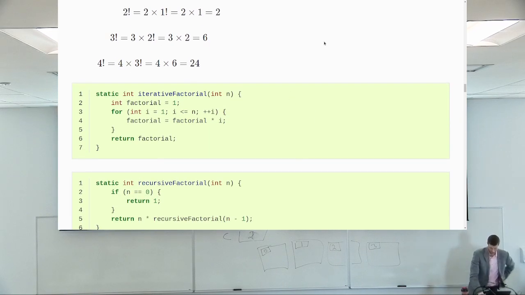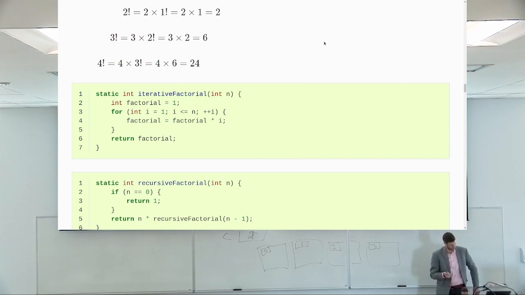Let's put this in code. Here's an iterative version of factorial. Have a look at that code. Take a moment, look at it, understand it. Nothing in there should scare you, especially at this stage of the game.